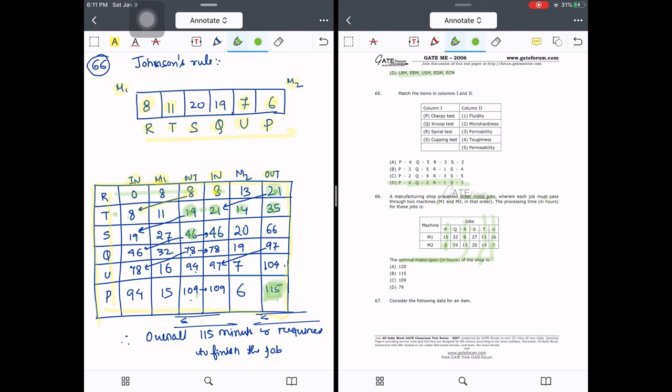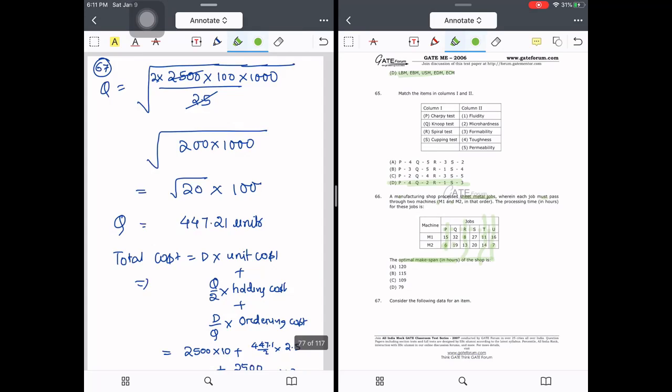But what they have asked is the optimum makespan in hours of the shop. So the optimum makespan for machine 1 and machine 2 will be this.